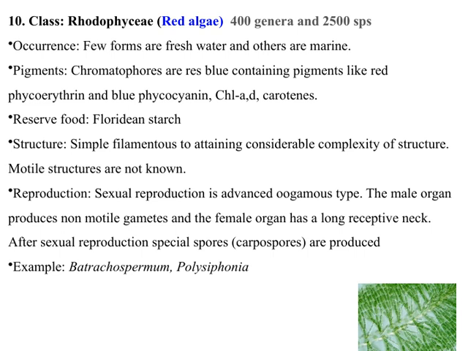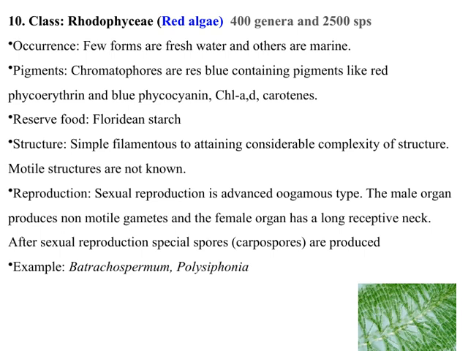These algae are quite versatile in their habitats, with some species thriving in freshwater environments, while others are found exclusively in marine settings. When it comes to pigments, red algae are fascinating because they contain unique chromophores. These include red phycoerythrin and blue phycocyanin, which give them their distinctive color. In addition, they have chlorophyll A and D, along with carotene pigments, which play essential roles in photosynthesis. Their food reserve is stored as Floridean starch, which is a type of carbohydrate that helps them survive in various conditions.